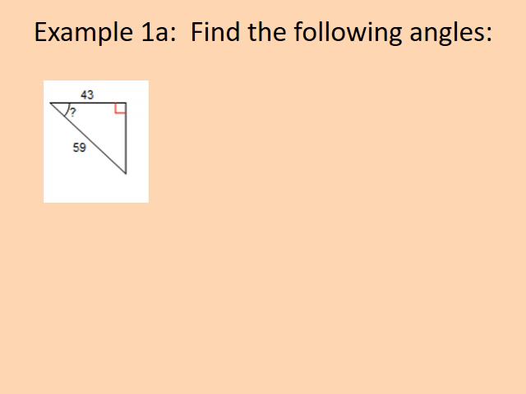Example 1a, find the following angles. So we're looking for this angle. We know that we're given the adjacent side. 43 represents the adjacent side to that angle. And then 59 is the hypotenuse. So we know that the cosine of our angle, question mark, equals the adjacent divided by the hypotenuse. So 43 divided by 59.